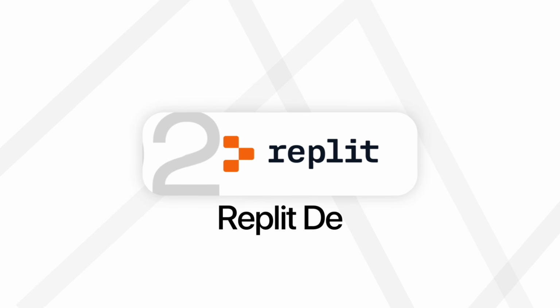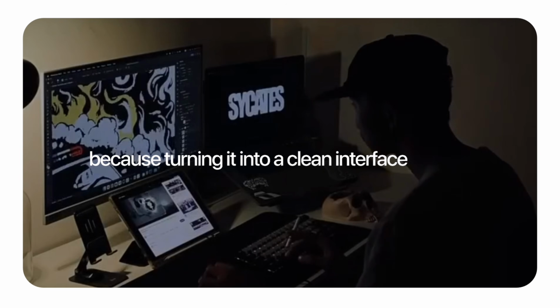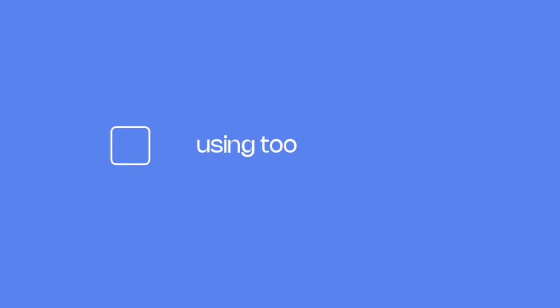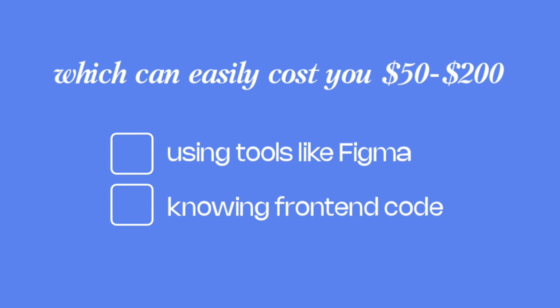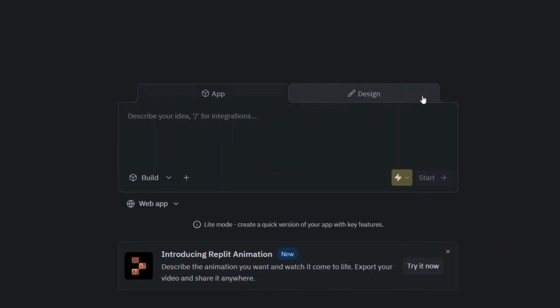Tool number 2 is Replit Design. Design is usually where most app ideas get stuck because turning it into a clean interface means hiring a designer, using tools like Figma, or knowing front-end code, which can easily cost you $50 to $200 for just one screen. Inside Replit Design, you can skip all of that.